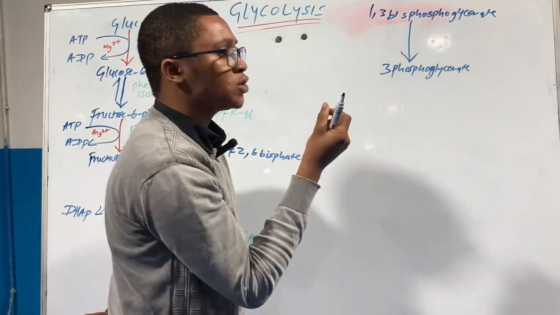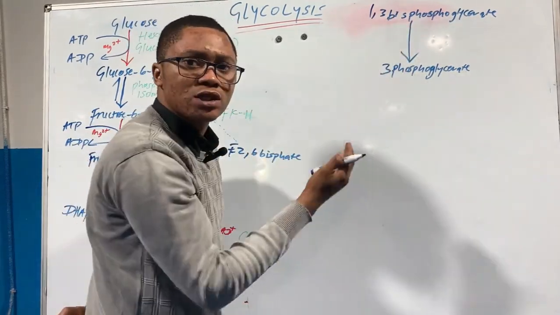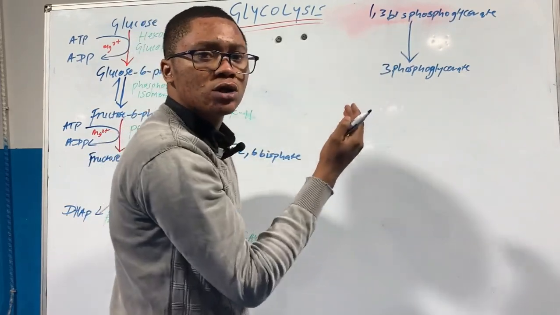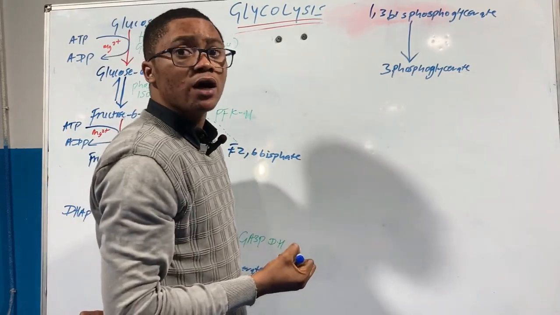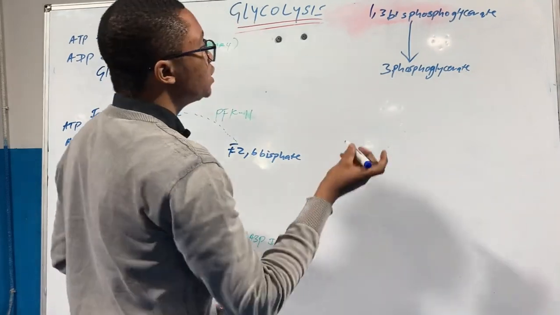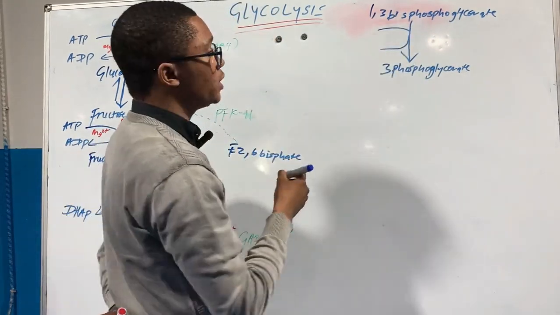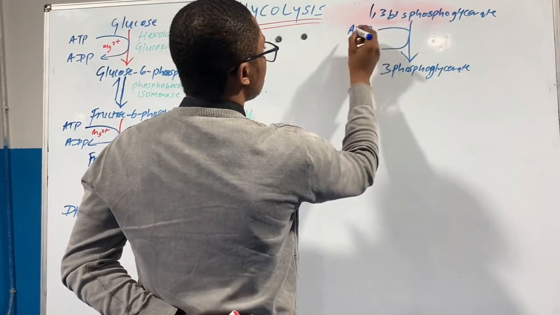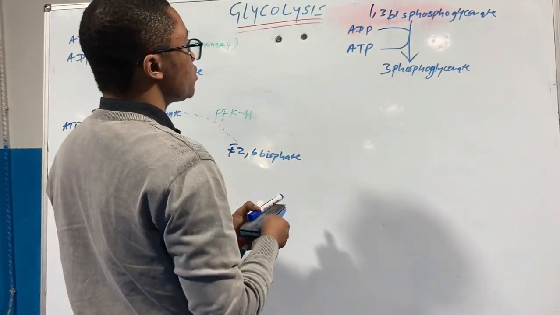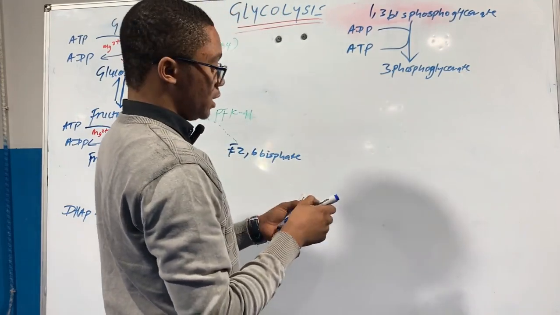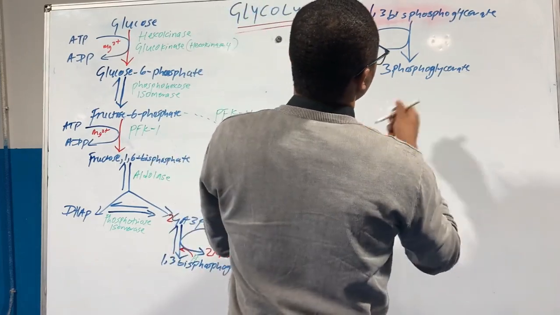Remember, for ATP to be yielded in the body, it has to undergo the Krebs cycle, then the electron transport chain, to yield energy. But here, it doesn't have to undergo these processes. This is an example of substrate level phosphorylation. 1,3-bisphosphoglycerate is phosphorylated to 3-phosphoglycerate, and energy is yielded in this part. ADP is converted to ATP, and the enzyme that catalyzes this reaction is called 1,3-bisphosphoglycerate kinase.